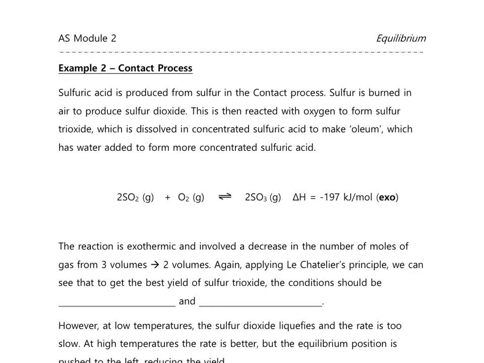Second industrial example we're going to look at is the contact process, and again you're going to need to know the conditions for this and be able to explain it in terms of a compromise between yield and rate. So you're always thinking this is yield versus rate. Okay, and this is called the contact process, which is how we make sulfuric acid.